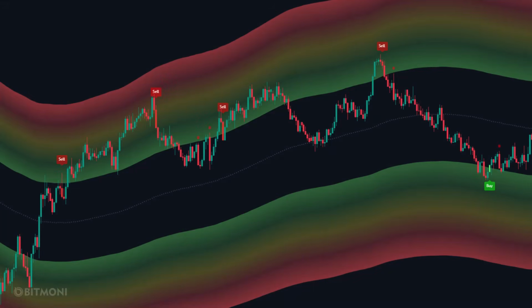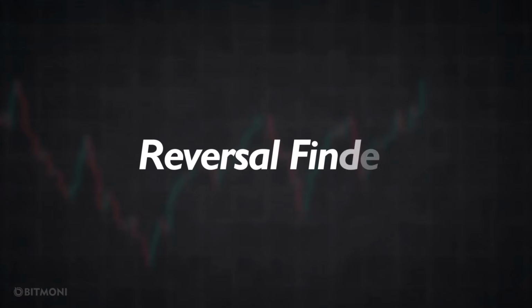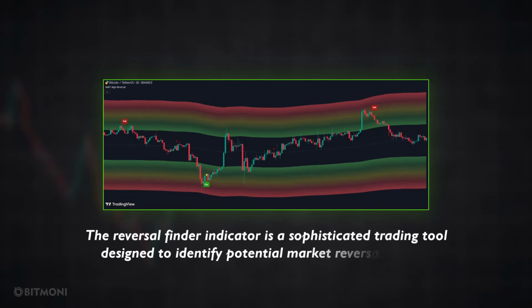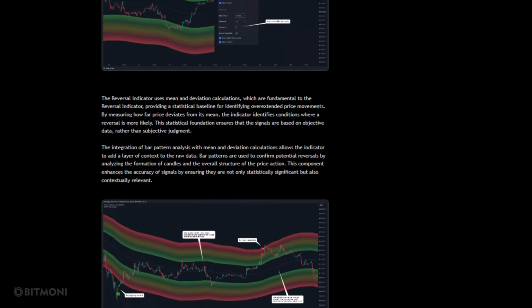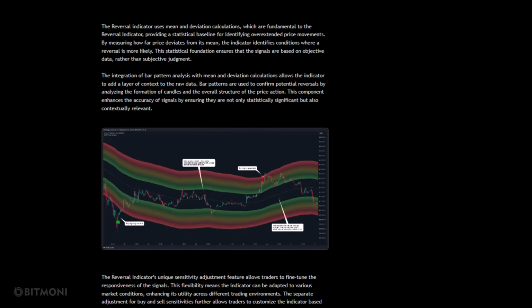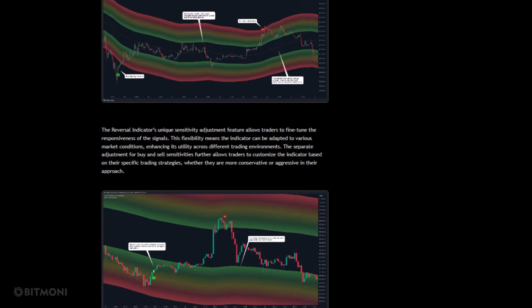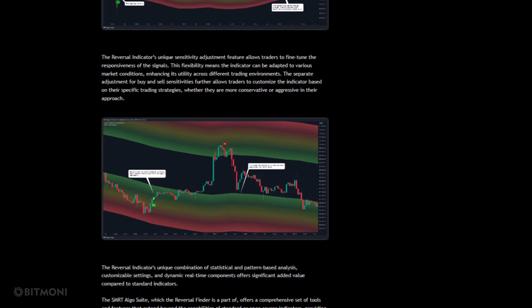Now, the name of this indicator is Reversal Finder by SMRT Algo. But what exactly is this indicator all about? The Reversal Finder indicator is a sophisticated trading tool designed to identify potential market reversal points. It leverages mean and deviation calculations, combined with bar pattern analysis, to deliver valuable insights into price behavior and possible turning points in market trends.